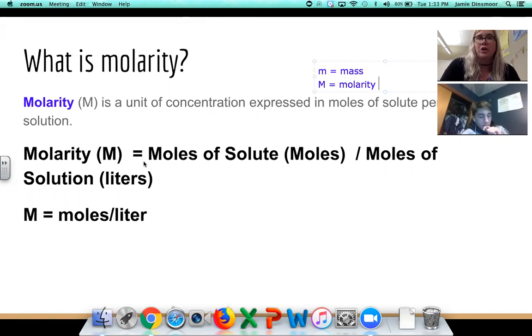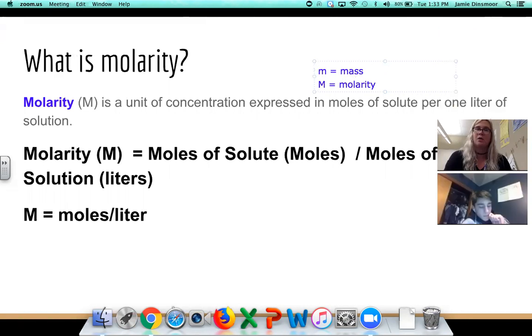It is a unit of concentration expressed in moles of solute per liters of solution, or per 1 liter of solution. What that means is we want to know how many moles of a substance are dissolved in 1 liter of solution, which is usually water. Not always, but usually. Sometimes it's an acid or something else. So basically we're looking at the molar quantity, but in a solution form. It's really easy to calculate. If you know your moles and your liters, then you just do moles divided by liters. But if you don't know those things, it can get a little more complex.